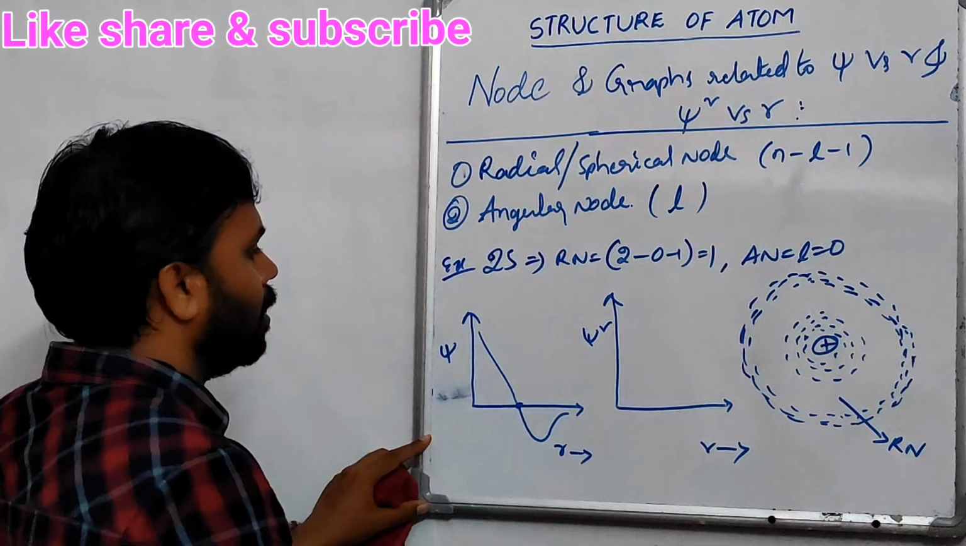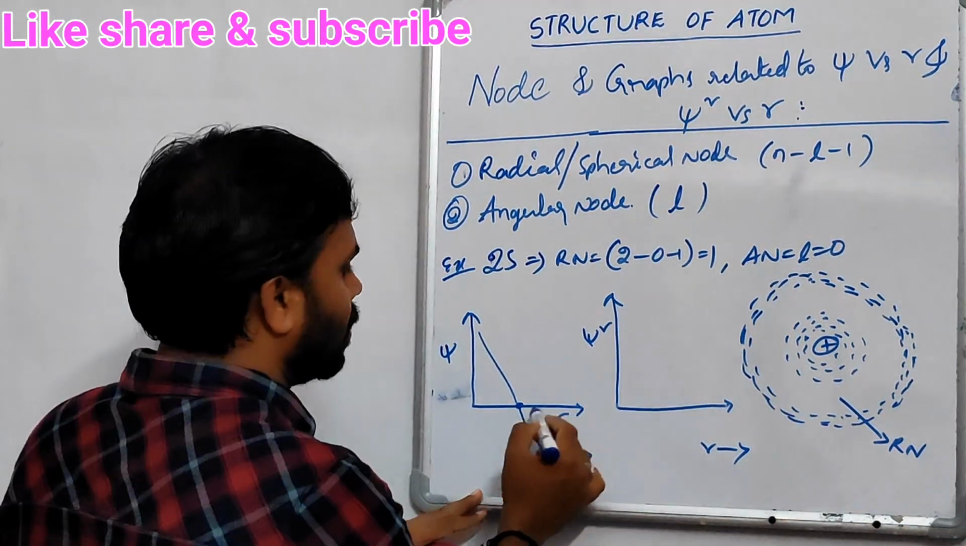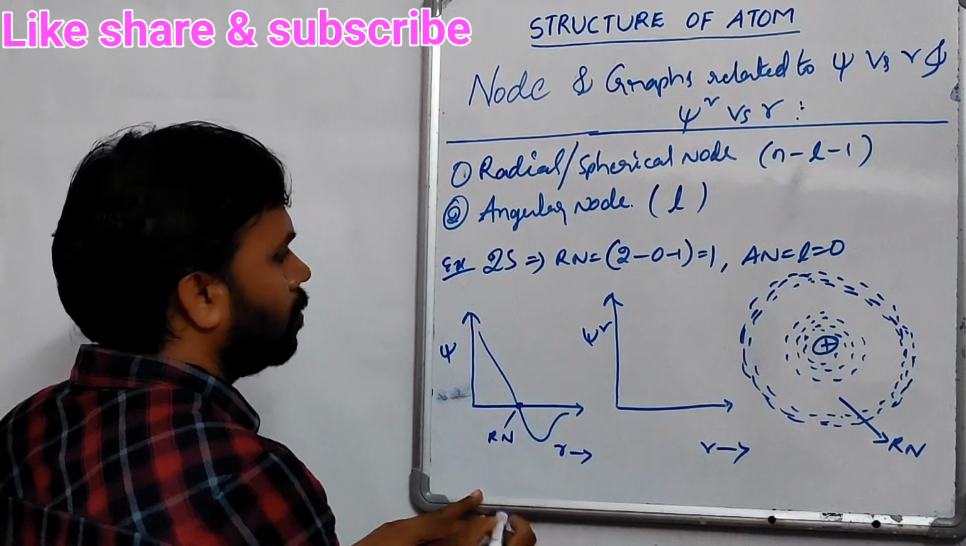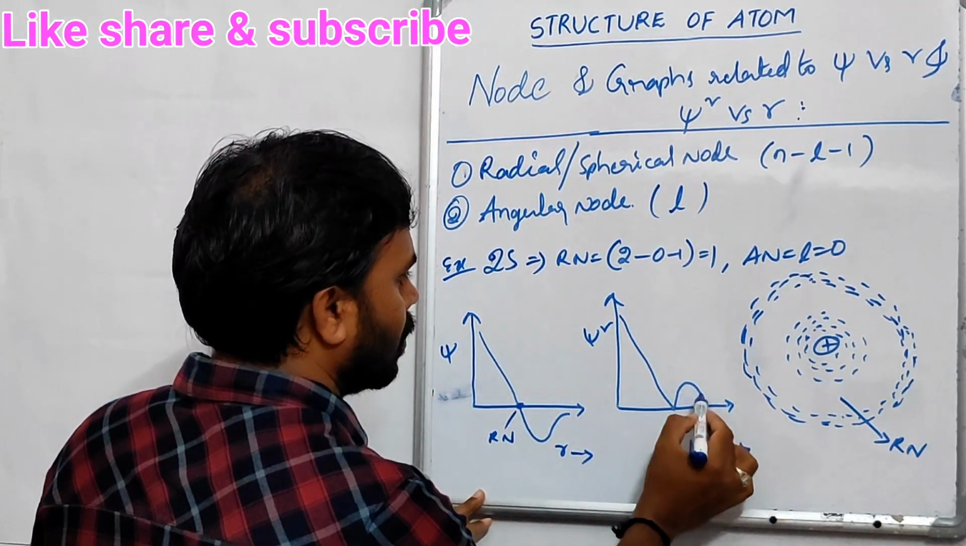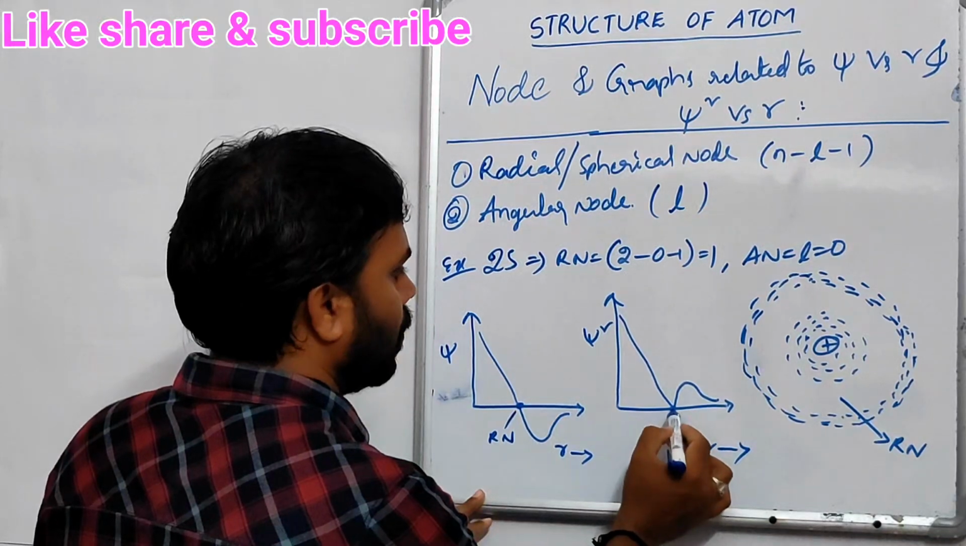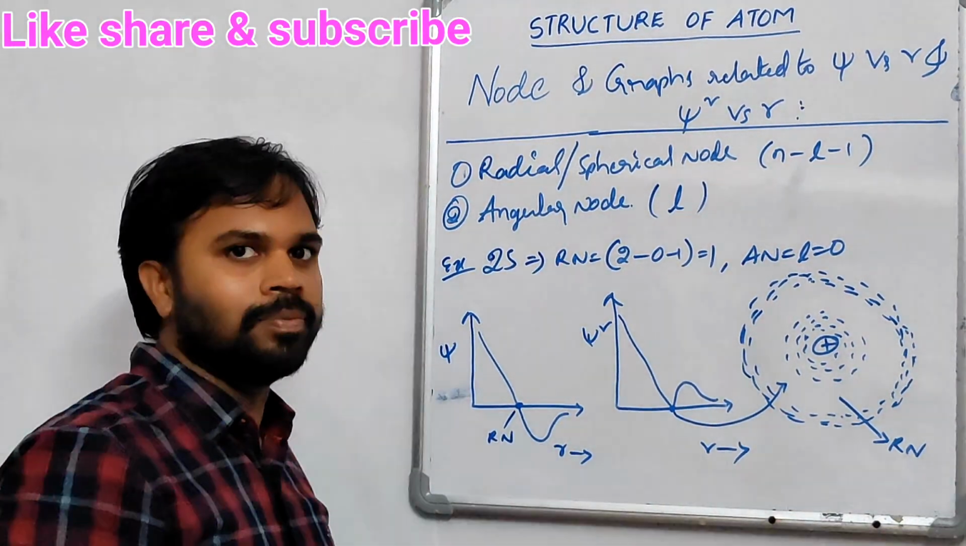This point represents the probability of finding electron 0, this region. That is called radial node. And psi square graph looks like this. This point represents this area, node. Now come to the next example, 3s.